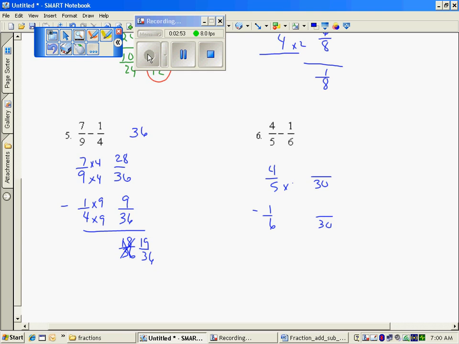So 4/5 will be multiplied by a 1 that looks like 6/6. 1/6 multiplied by a 1 that looks like 5/5. Subtracting the pieces, 24 minus 5 is 19/30.